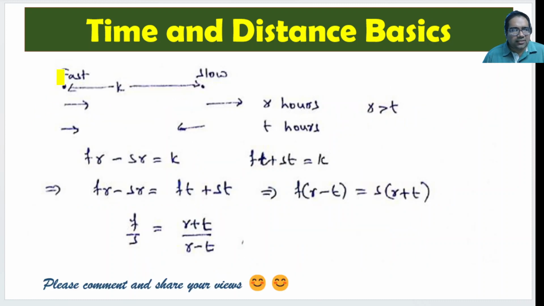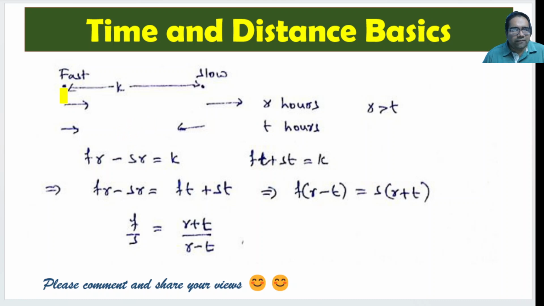Let's say this is the fast guy, this is the slow guy. Their distance is k miles, which is already given. Now they are moving in the same direction. Let's say both of them are moving towards east, and from left to right is east. If they are moving in the same direction, it takes r hours. If they are moving in opposite directions, the faster one is moving towards east and the slower one is moving towards the left. Then they take t hours to meet somewhere.